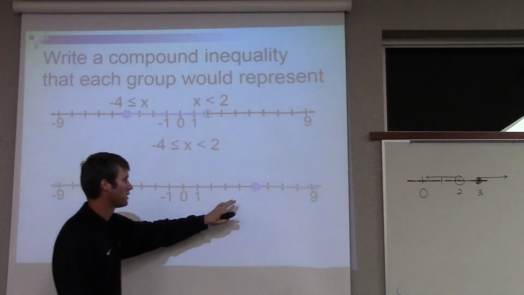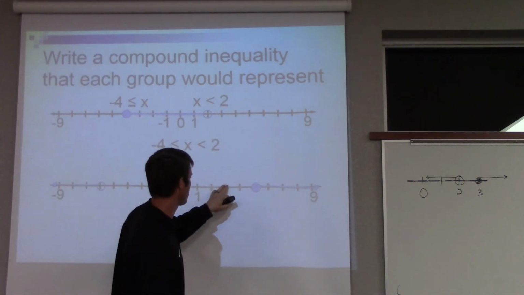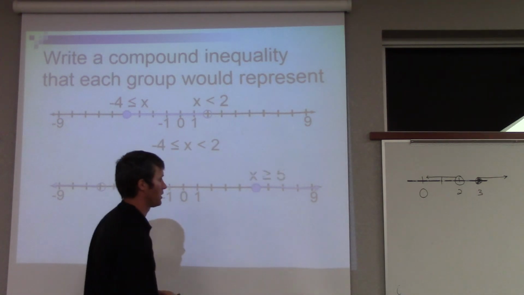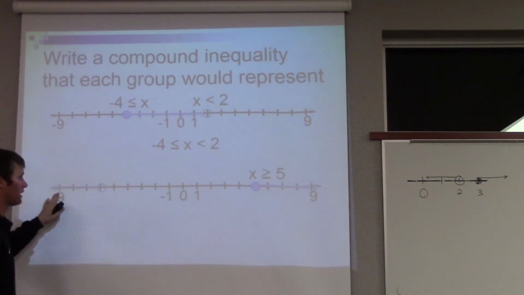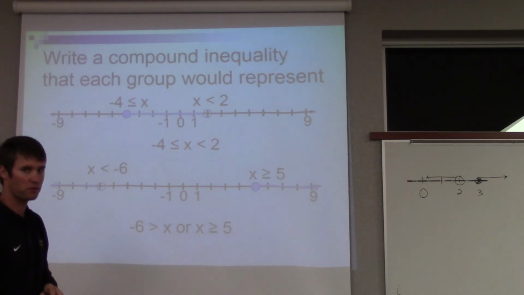But let's start up here. So we got less than 6 down here. This one right here is 1, 2, 3, 4, 5. It's equal to or greater, so we'd say x is greater than or equal to 5. Because they're away from each other, we're going to use the word or. So we'd say x is less than negative 6 or greater than or equal to 5.